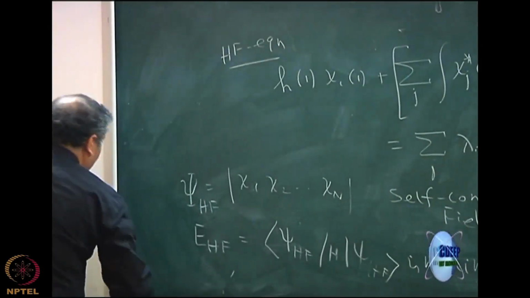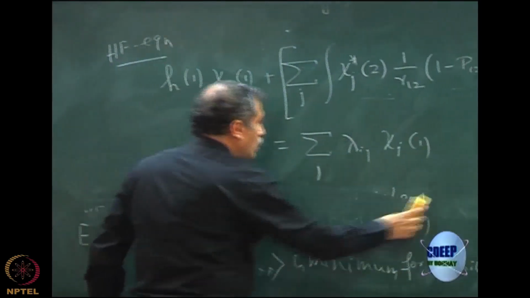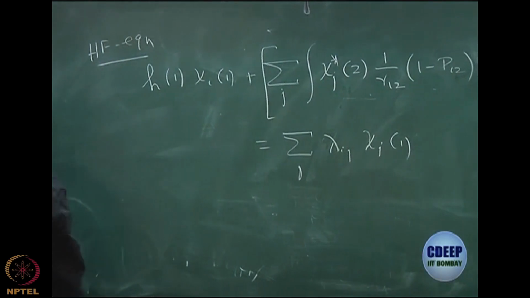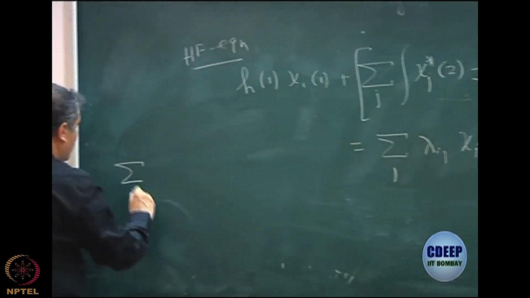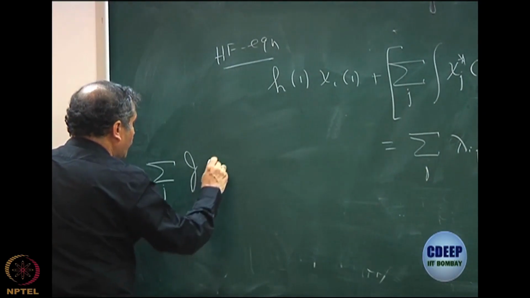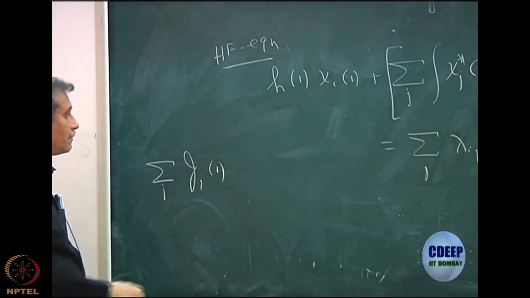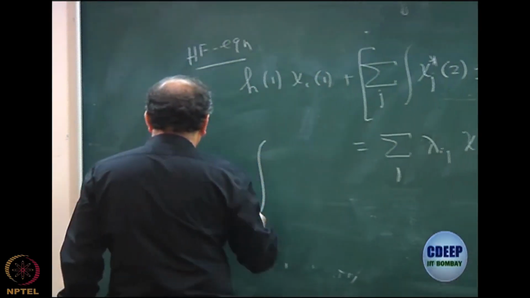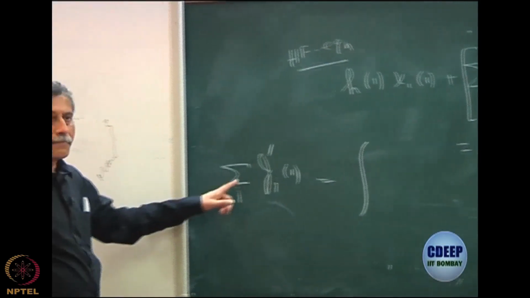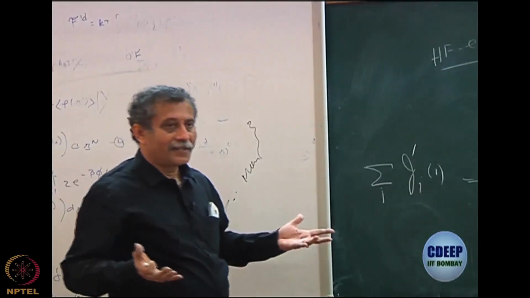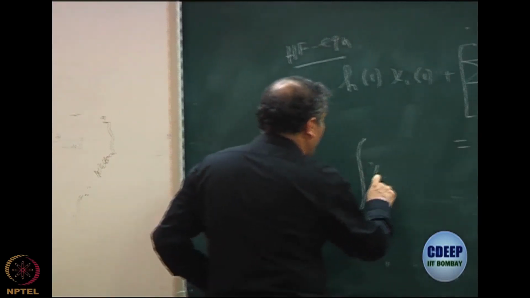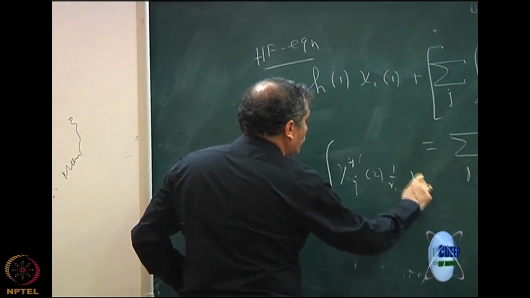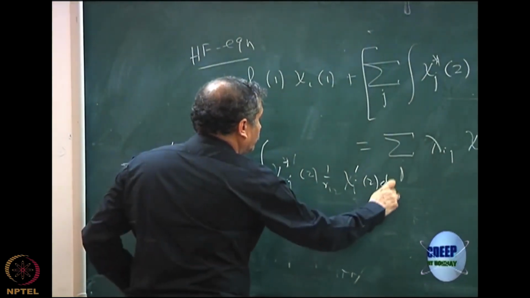So, let us take the sum over j, the Coulomb operators for each of these spin orbitals. And now again we do exactly the same. So, sum over j, Jj of 1. So you have the Jj there. So what will be the result? Jj of 1 prime. Prime because now I am writing it in the new basis. So what is the result? It will become the integral chi j prime star 2, 1 by R12, chi j prime 2 d tau.